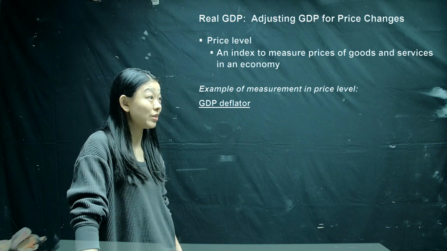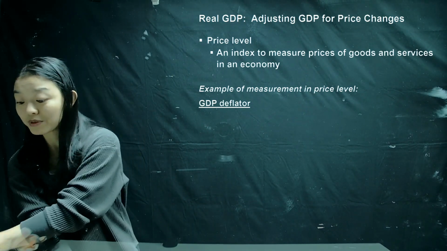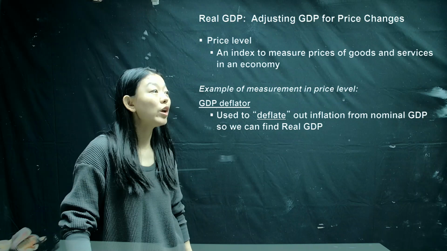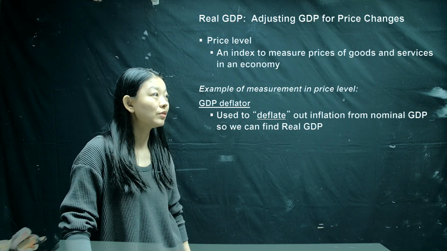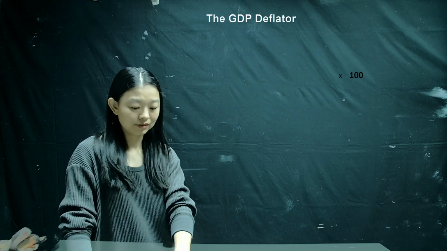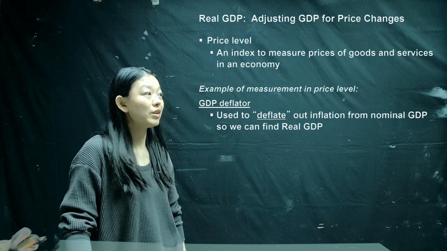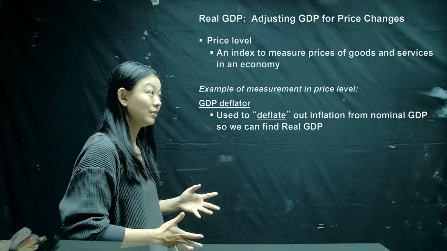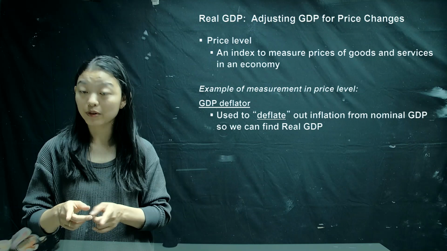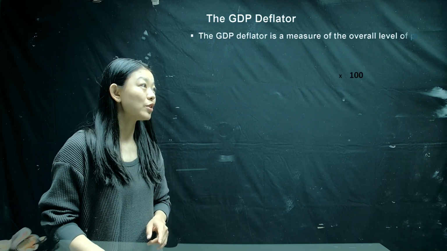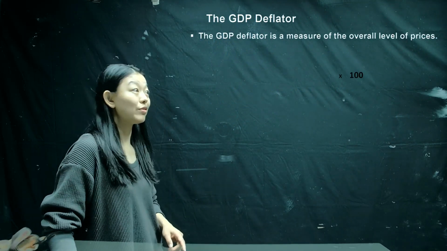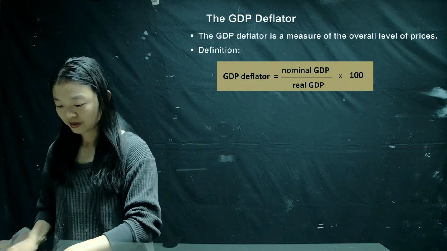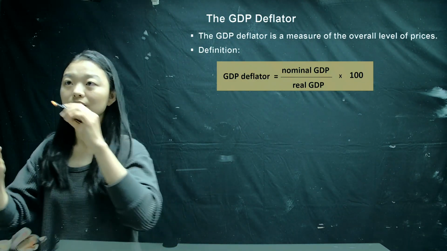So how can we get a GDP deflator? This is also an important concept in this chapter. The GDP deflator is very easy to compute. We will just use the GDP deflator to deflate out inflation from nominal GDP so we can find the real GDP. And this is the way that we can compute the GDP deflator. So the GDP deflator, okay, is very easy to get.